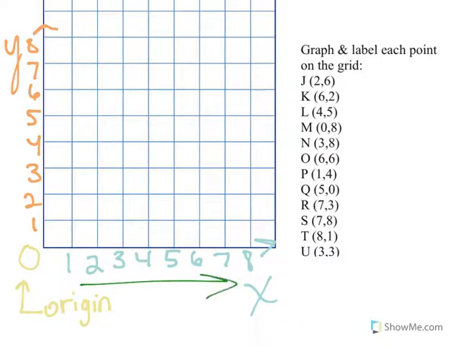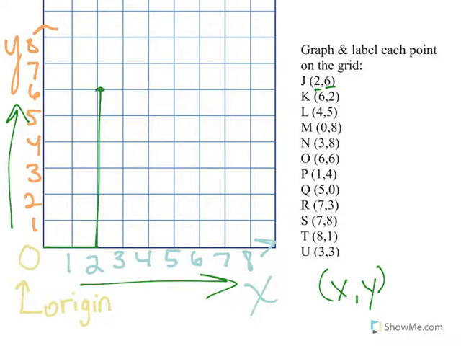Again, my x-axis is horizontal, my y-axis is vertical, and in an ordered pair, the x-coordinate comes first, and my y-coordinate comes second. So for point J, we see our x-coordinate is 2, and our y-coordinate is 6. So we move 2 on our x-axis, and 6 on our y-axis. And that is where we plot point J. And then if we look at the ordered pair for point K, we see that they're the opposite of each other.